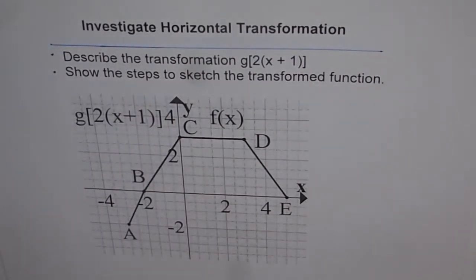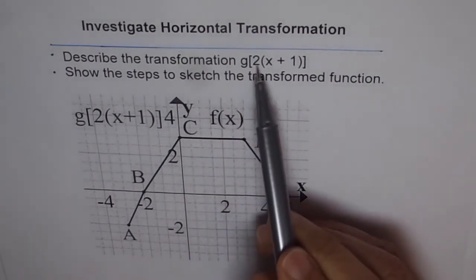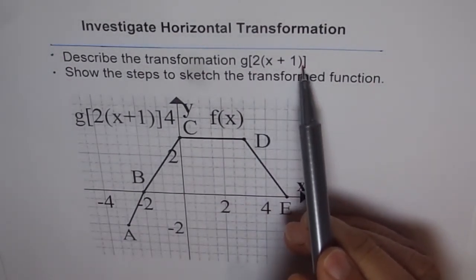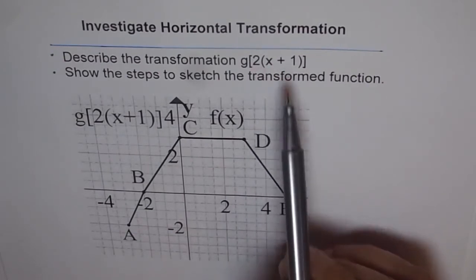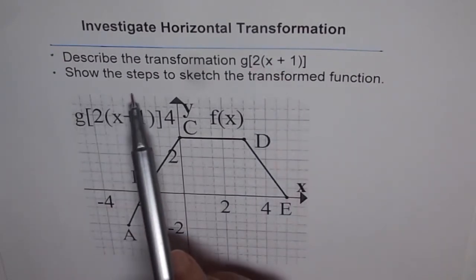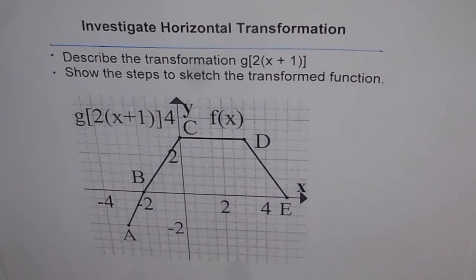Describe the transformation g of 2 times (x + 1) within brackets. I have already factored 2, so you don't have to do that step this time. Show the steps to sketch the transformed function, right?